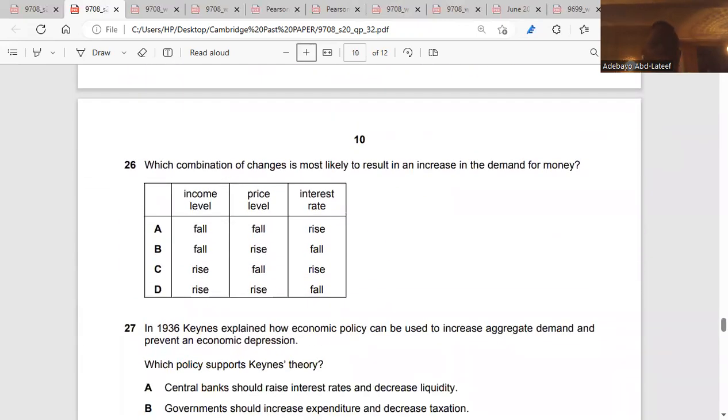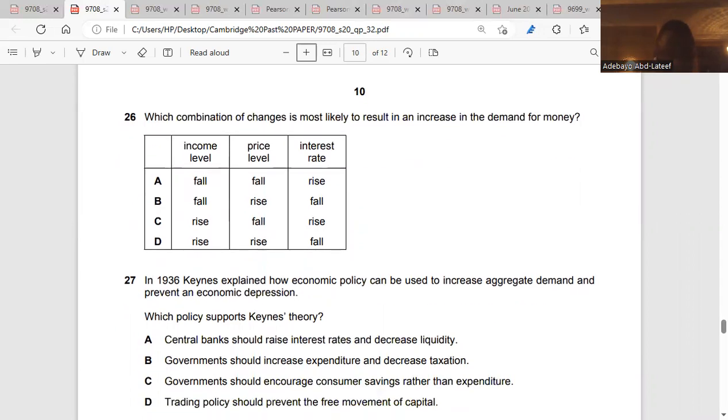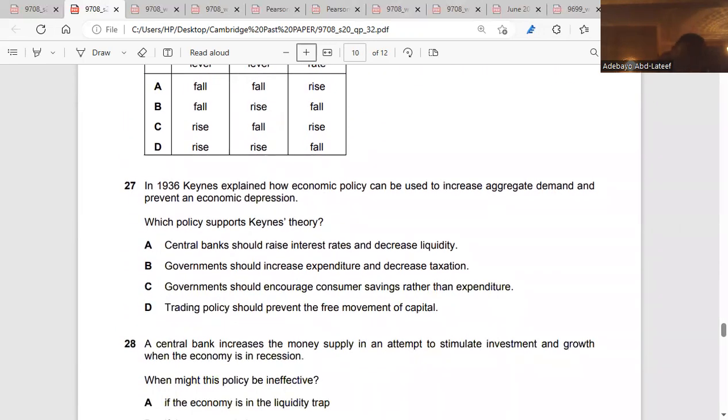26. Which combination of changes is most likely to result in an increase in the demand for money? What will make us demand more money? If the income level is increasing, we need more money. If inflation is increasing, we need more money so that our purchasing power can fit that increase in price. And if the interest rate is falling, we demand more money. So the answer is D. Clear.